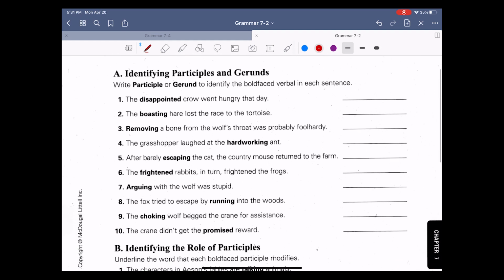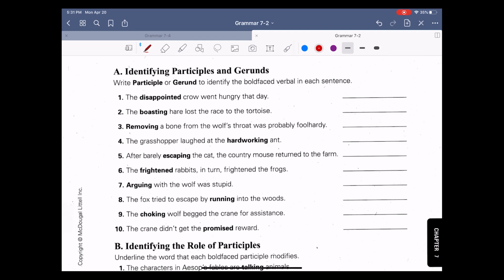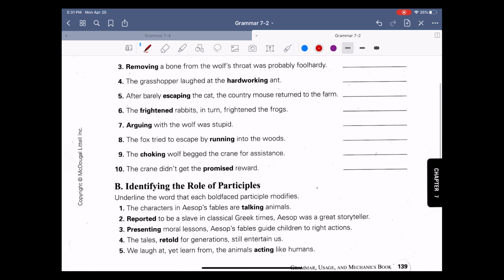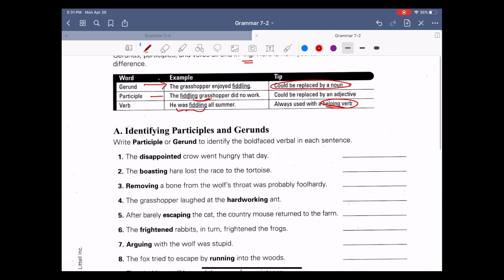Let's look here. Write participle or gerund to identify the bold-faced verbal in each sentence. Number 1, the disappointed crow went hungry that day. Disappointed is telling you about crow. So we know in this case, it's a participle. The boasting hare, it's telling you about hare. It's describing hare. So we know it's a participle because it's acting like an adjective.